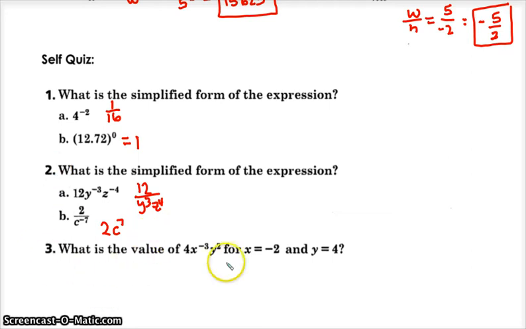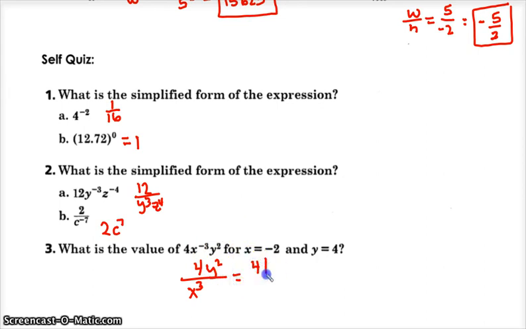Now the last problem, number 3, you had to simplify and then evaluate. So when I simplify, I get 4 divided by x to the third, and then y squared stays up top. Okay, that x to the negative third had to be moved to the bottom. And then I plug in my values.